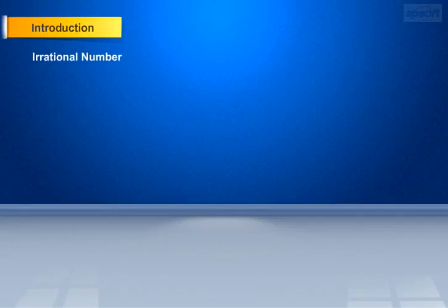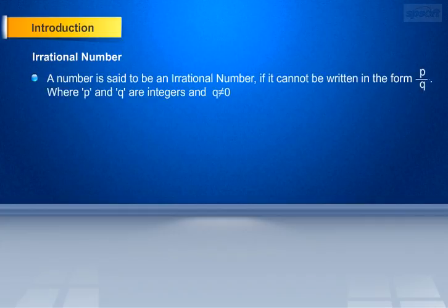Let's now define such numbers. Such numbers are called irrational numbers. Irrational number: a number is said to be an irrational number if it cannot be written in the form p by q, where p and q are integers, and q is not equal to 0. They are denoted by Q bar.